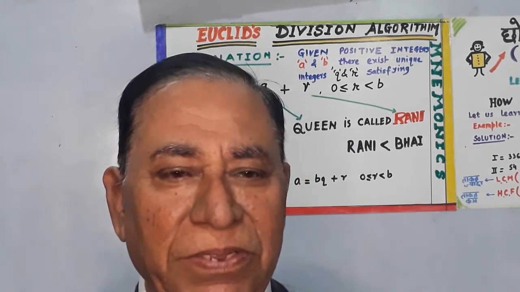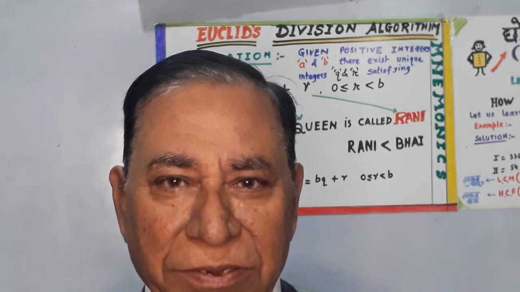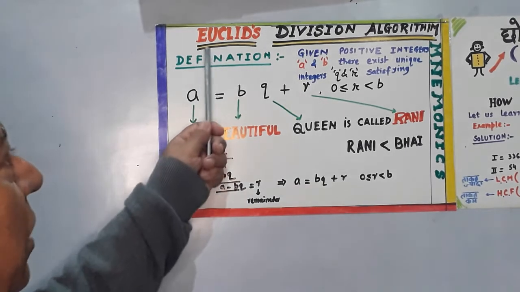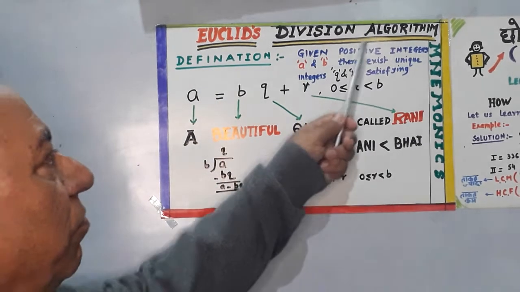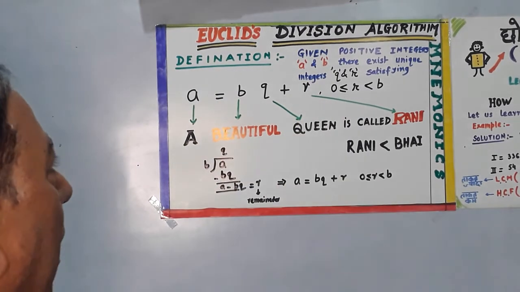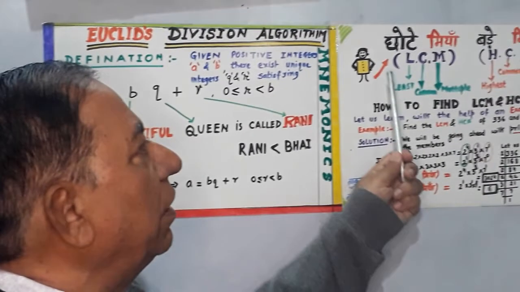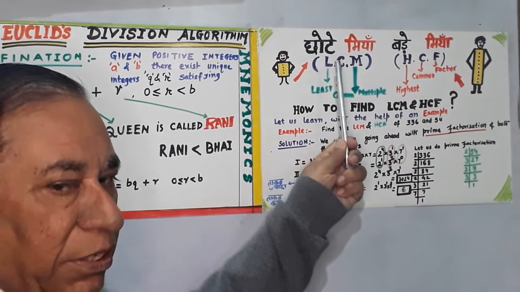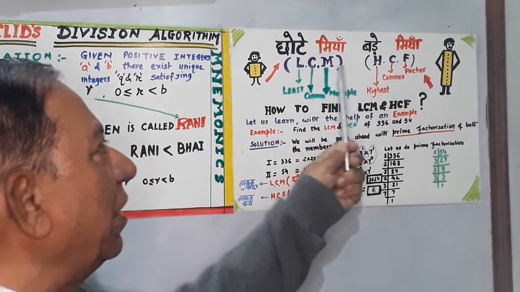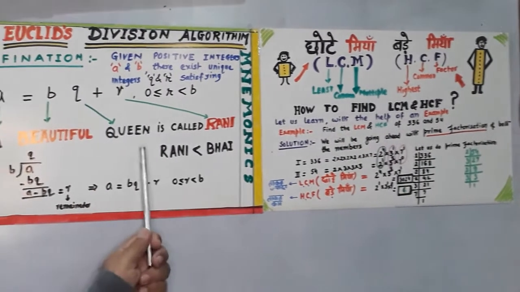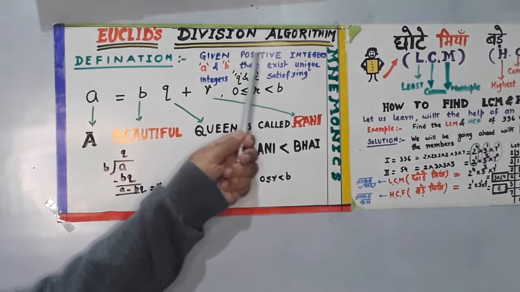I am coming up with two mnemonics today. The first mnemonic is Euclid's division algorithm, and the second mnemonic is छोटे मियाँ बड़े मियाँ, LCM and HCF. Now first of all, we'll go to Euclid's division algorithm.